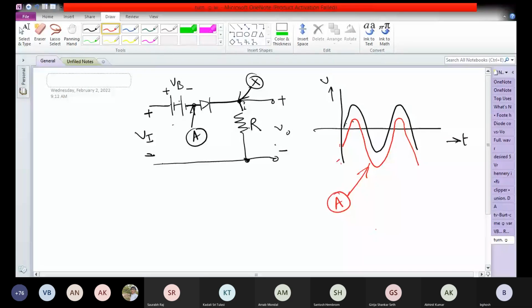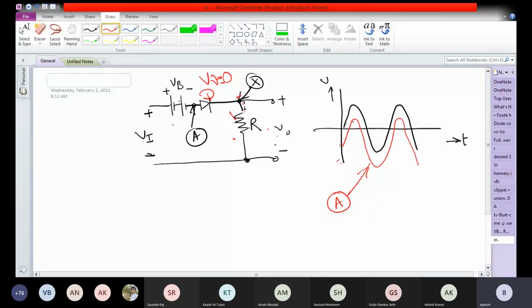Now what is going to happen? When the diode conducts, assuming the diode cut-in voltage, its V gamma, to be zero, when the diode D conducts, the output voltage V0 will be the same as the input voltage at point A.